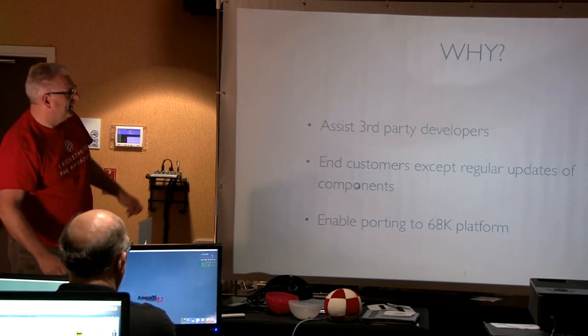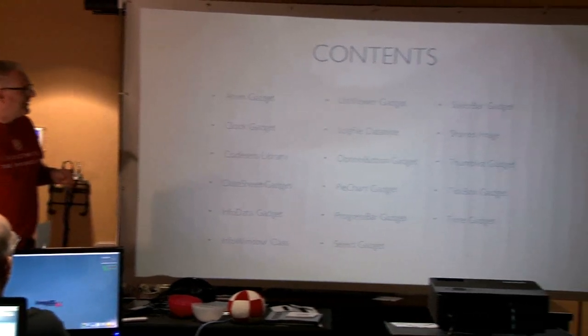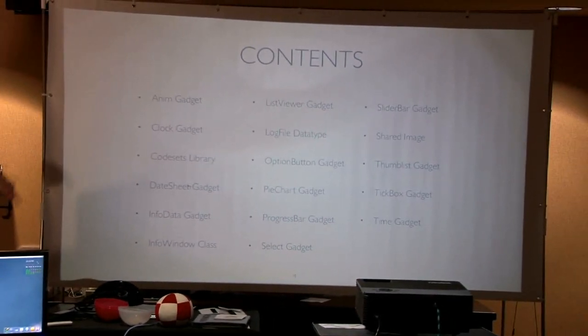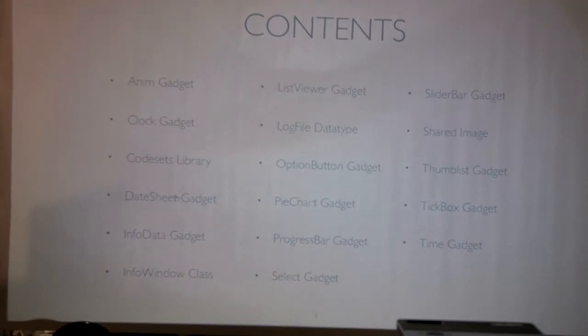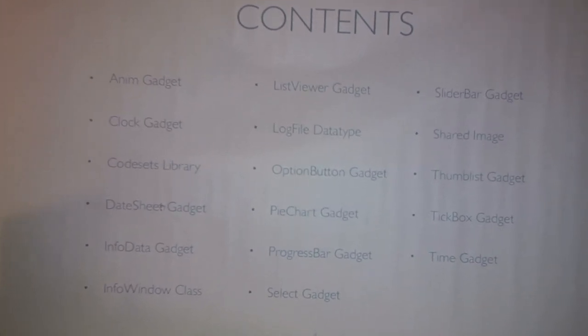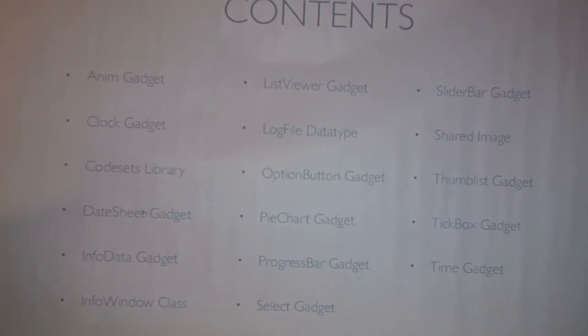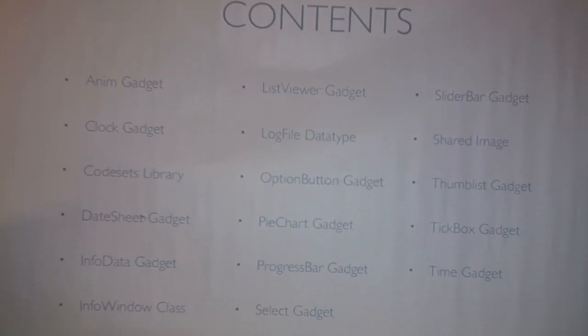Oh, well. It's up there. Contents, and a gadget. Here's all the gadgets and classes and things like that that are included, right? So a bunch of interesting things. Did it include a library? There's a library in there somewhere. CodeSets library is in there, yeah.